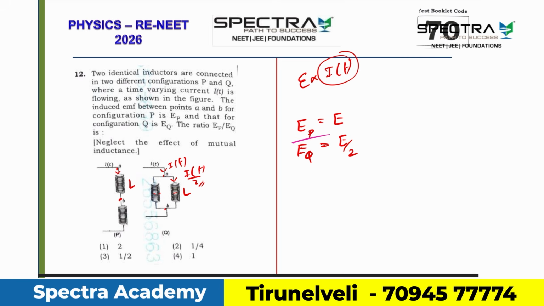So what will be the ratio? When we take the ratio, E cancels. So 2 will go to the numerator, giving 2. First option will be our right answer. First option.